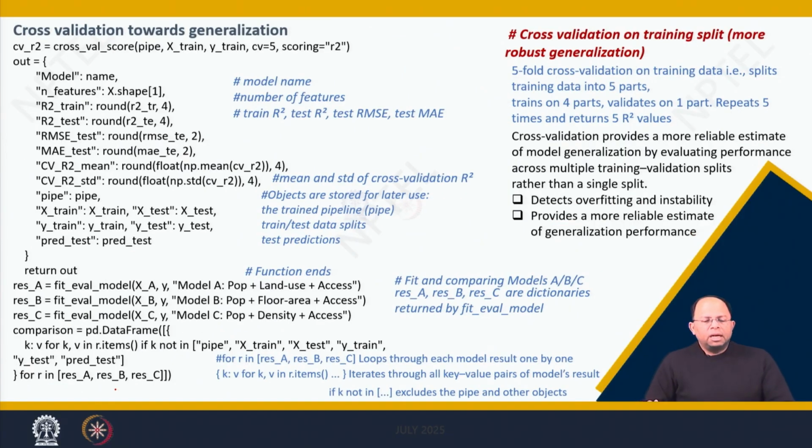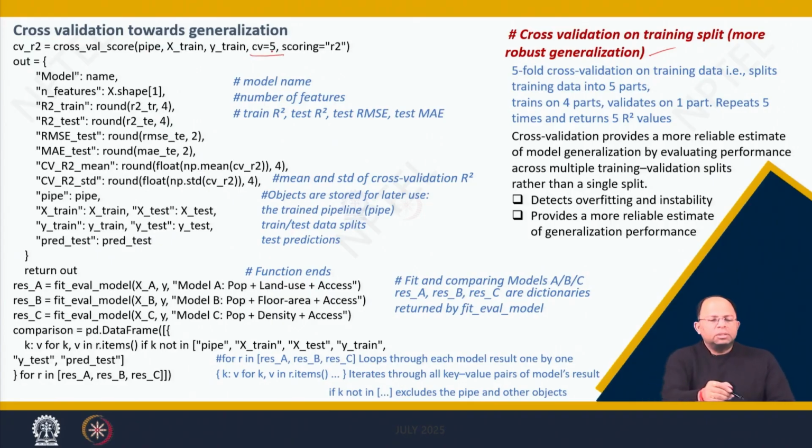After that, once we have got those values, that is fine. We now have the values for these different metrics, but we want to run the model with cross validation. Now what is cross validation? Cross validation on the training split results in more robust generalization. How does it happen? We do 5-fold cross validation on training data. In this particular case, we have taken CV equal to 5.